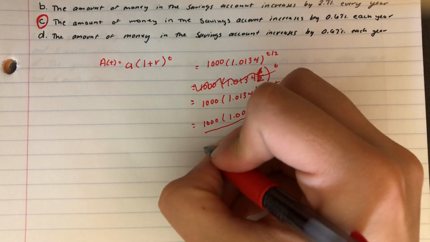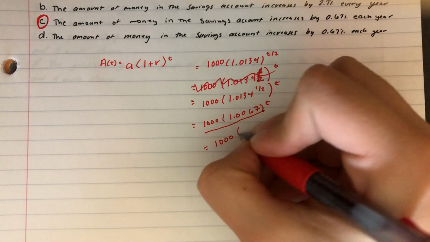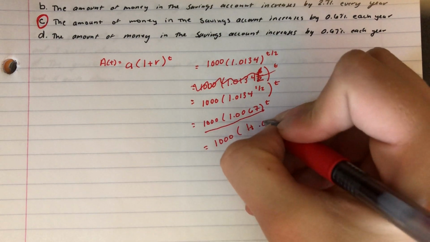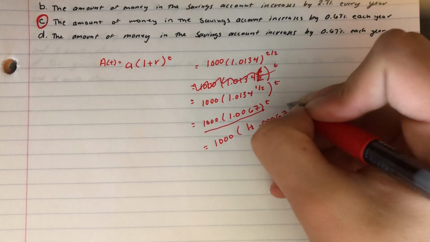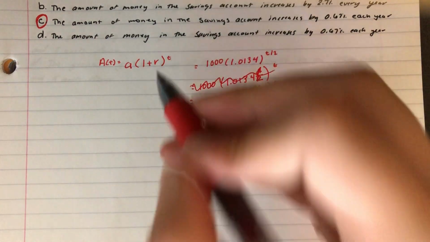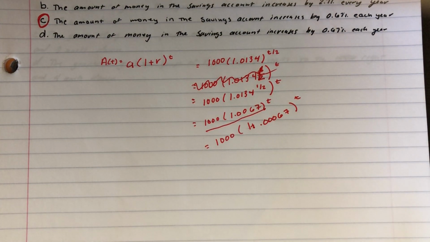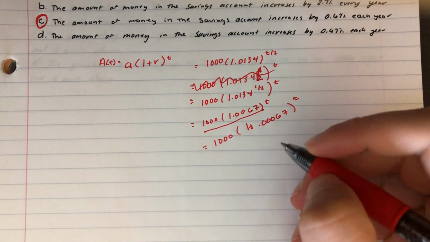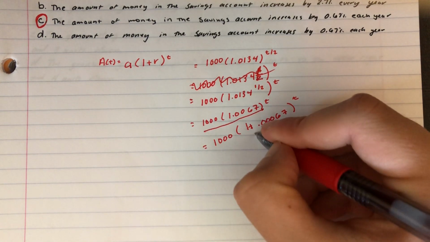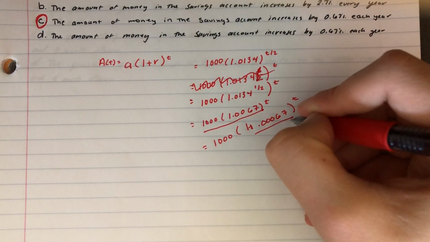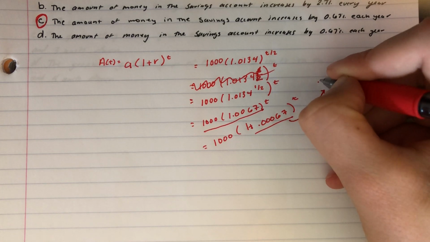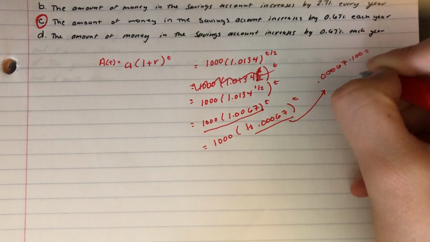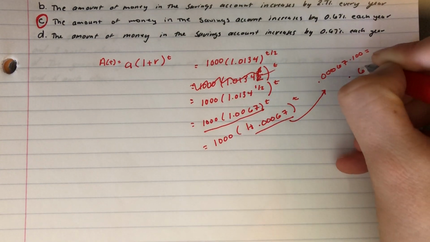So now we know that we can do 1,000 times 1 plus 0.0067, and that's the final equation broken down. So how do we know that it's a 0.67% increase each year? It's because of this value here. When you take that r value out and multiply that value times 100, it gives you 0.67%.